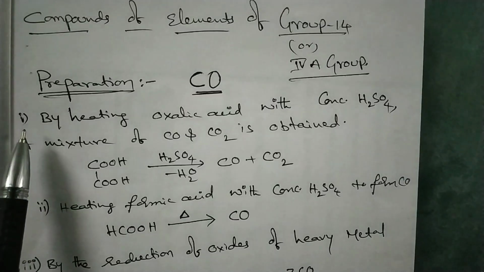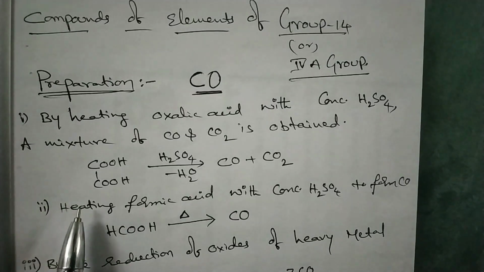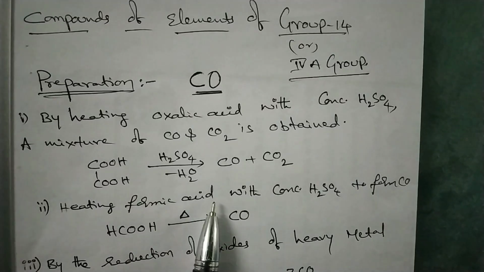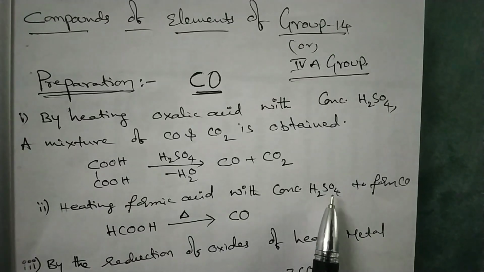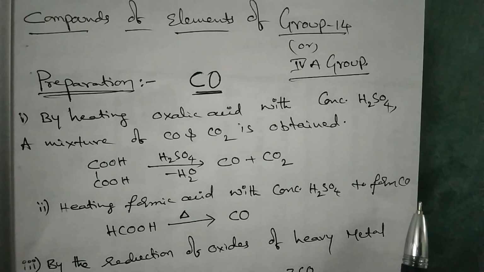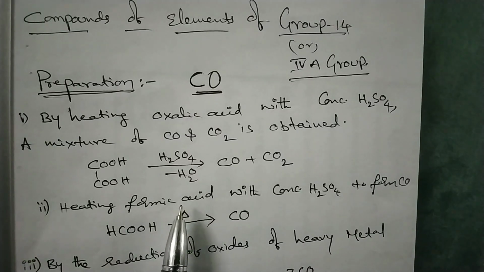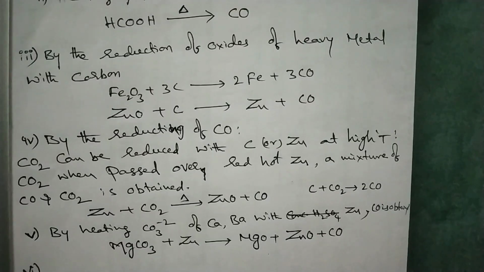Next, preparation number 2: heating formic acid with concentrated H2SO4 to form carbon monoxide. Formic acid is HCOOH. On heating with sulfuric acid, carbon monoxide is formed. That is the second preparation.